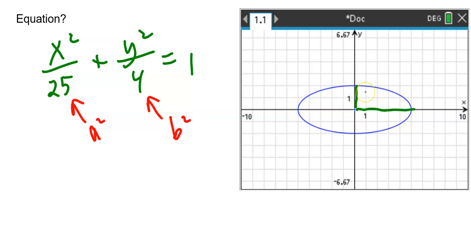Again, y is always vertical, so underneath y is vertical movement, so it goes up and down 2, so that's going to be 2 squared or 4. x is horizontal movement, it's going right and left 5, so that's going to be that value squared, which is 25. And that's basically just a quick review. Hopefully you're ready to take your quiz now on ellipses before we get to the rest of the chapter.